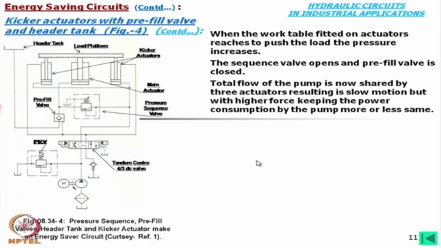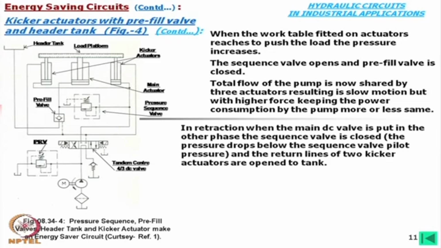Total flow of pump is now shared by 3 actuators, resulting in slow motion, but with higher force, keeping the power consumption by the pump more or less same. In retraction, when the main DC valve is put, now retraction has started, the direction control valve is put in the other phase. That means, we have now connected like this.